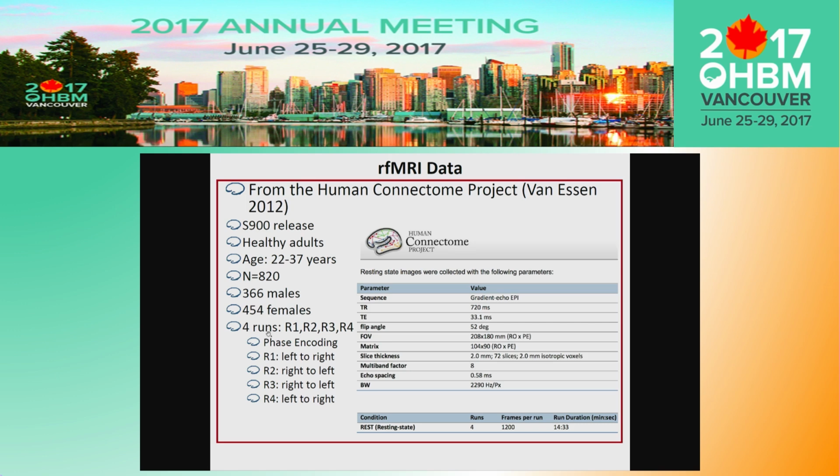Now, as I said, there were 4 runs. Run 1 and Run 2 were acquired on day 1, and Run 3 and Run 4 were acquired on a different day. They were all axial acquisitions, and the phase encoding was from left to right for Run 1 and Run 4, but from right to left for Run 2 and Run 3.